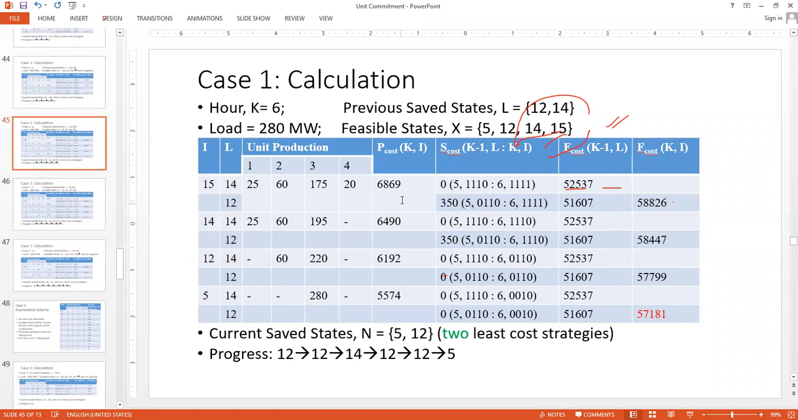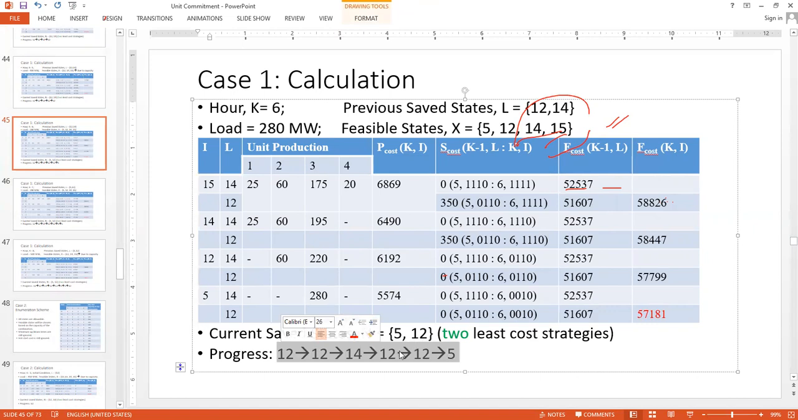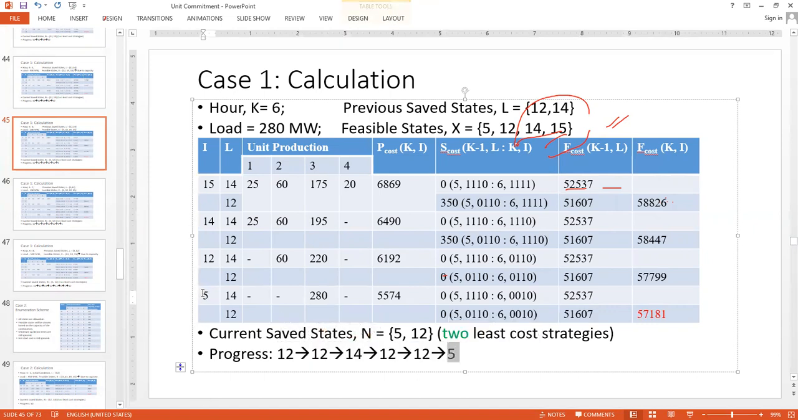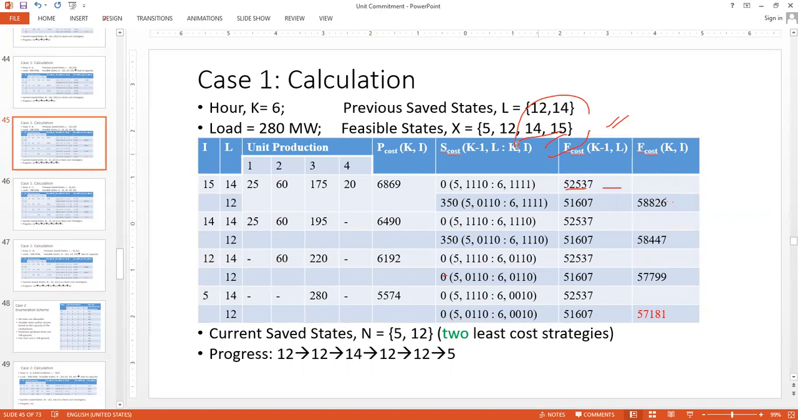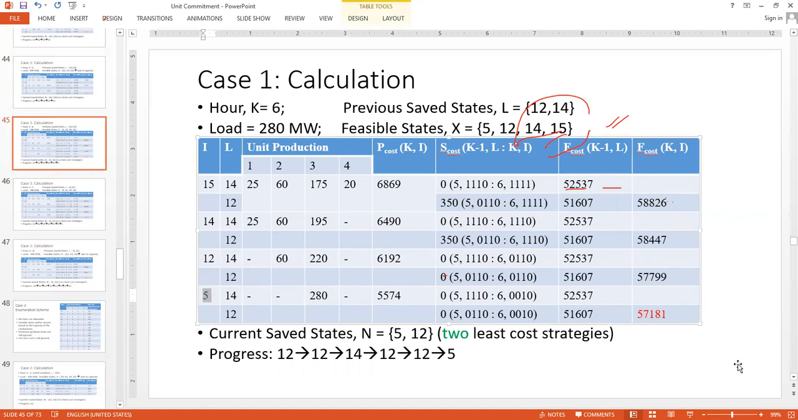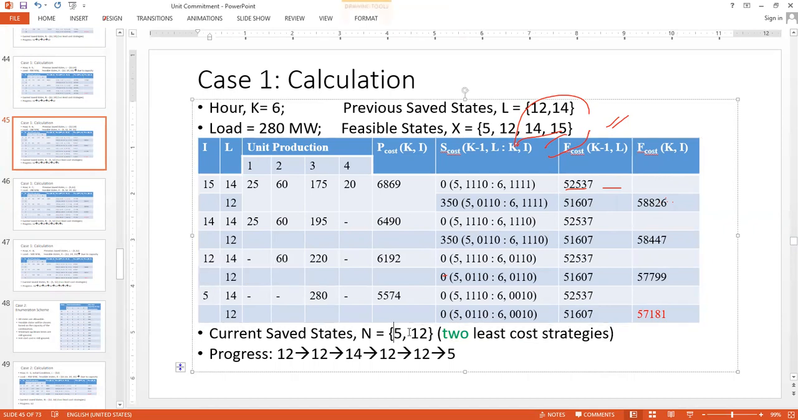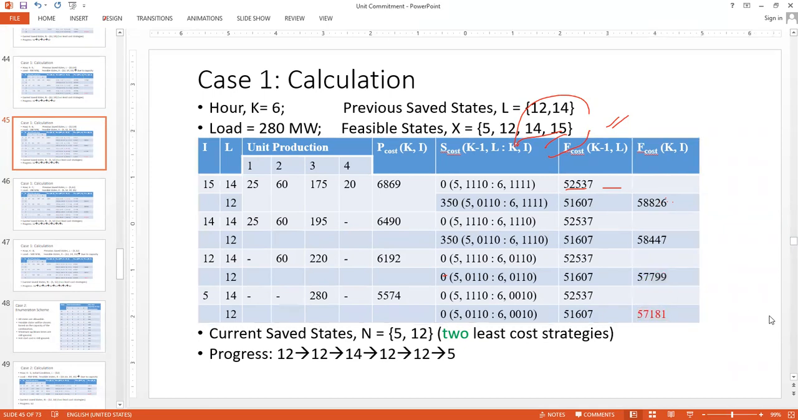You calculate all these values, you list them, you get the F cost, take the minimum and include it in your progress list. So you see, now the new competitor is the winner. Okay, the new competitor is the winner. This transition is the winner. So when the demand is less, you can go for state number 5. You choose the 2 least cost strategies. The 2 least cost strategies are these 2. And this is the progress up to hour number 6.